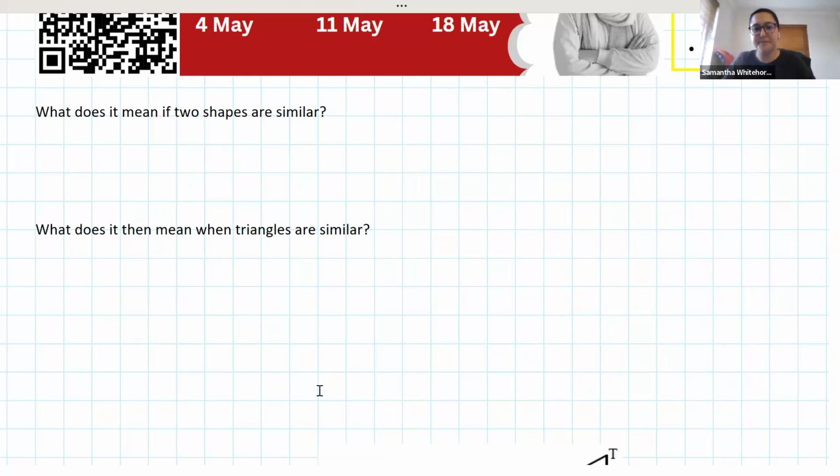Anyone remember? Nice, okay, it definitely deals with angles. I agree. So angles are very, very important when it comes to similarity. I'll chat about that a bit more later.